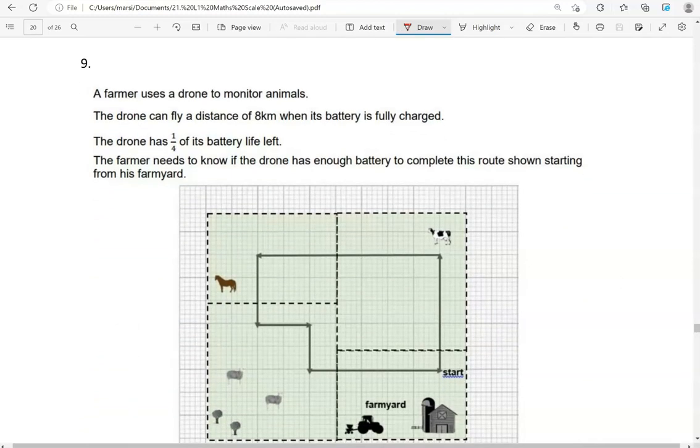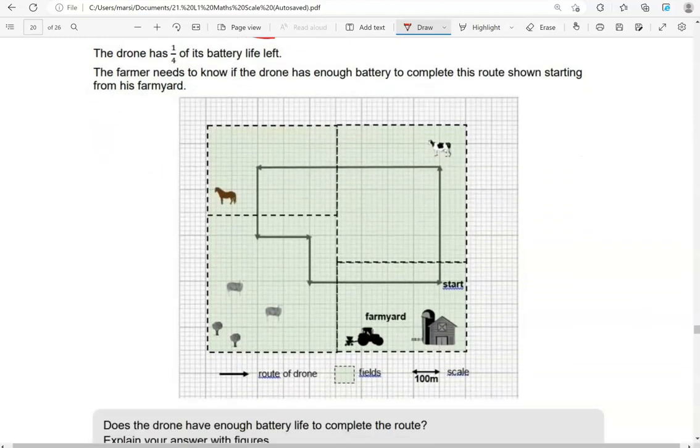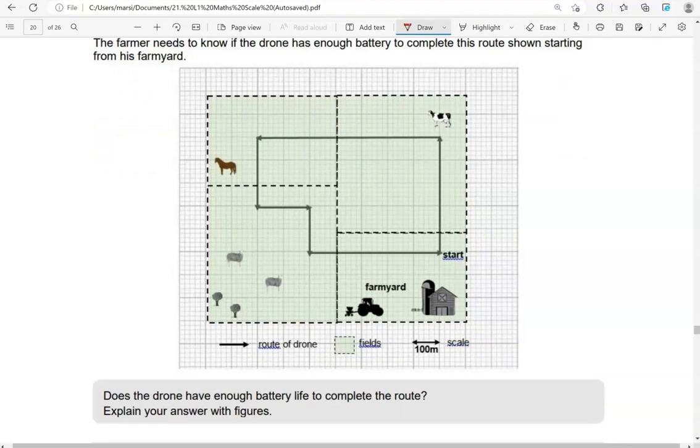A farmer uses a drone to monitor animals. The drone can fly a distance of 8 kilometers when its battery is fully charged. The drone has a quarter of its battery life left. The farmer needs to know if the drone has enough battery to complete this route shown, starting from his farmyard. Does the drone have enough battery life to complete the route? Explain your answer with figures.